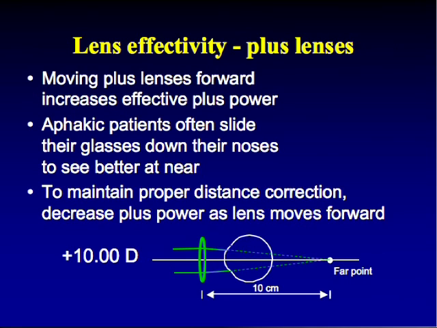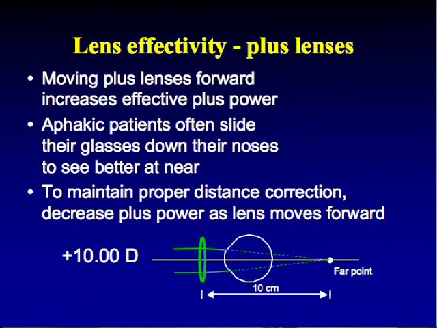So let's take a patient. Here's a case where we have a patient who's a plus 10 hyperope. It turns out that if we move a plus lens forward away from the eye, then we get increased effective plus power. You can see that in a practical sense. You might see an aphakic patient who's trying to look at something up close drop those glasses down on their face like so, and that's going to give them more plus power. Another way to think of it is that as we move the lens forward, we need to reduce the power to maintain the same correction.